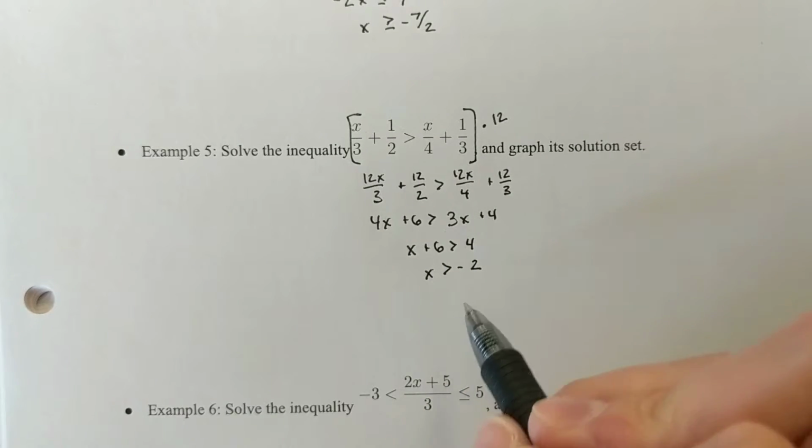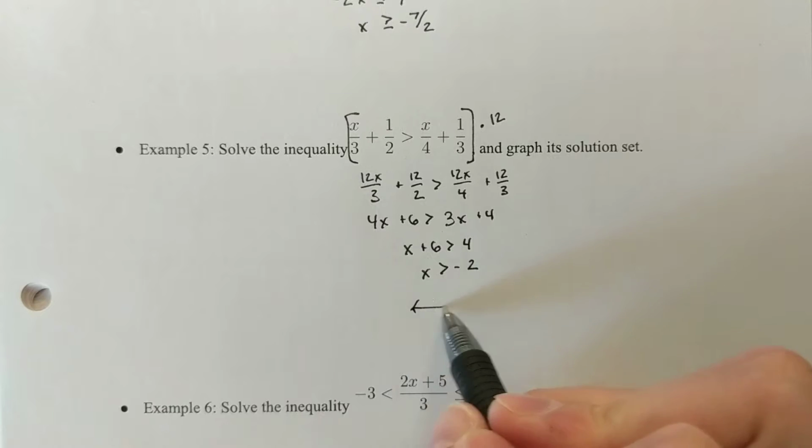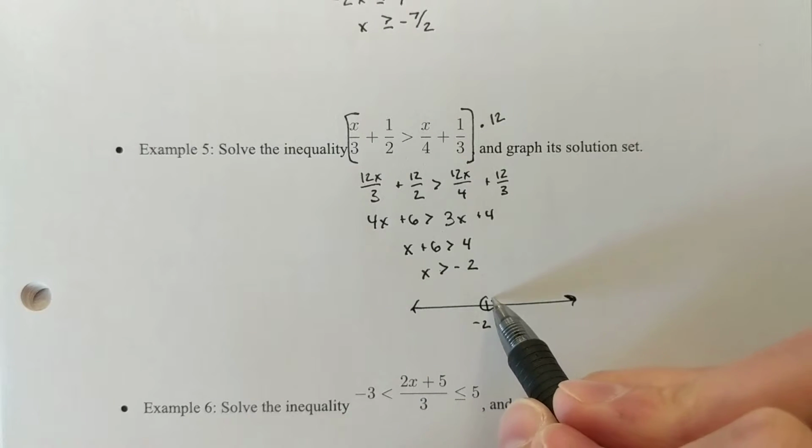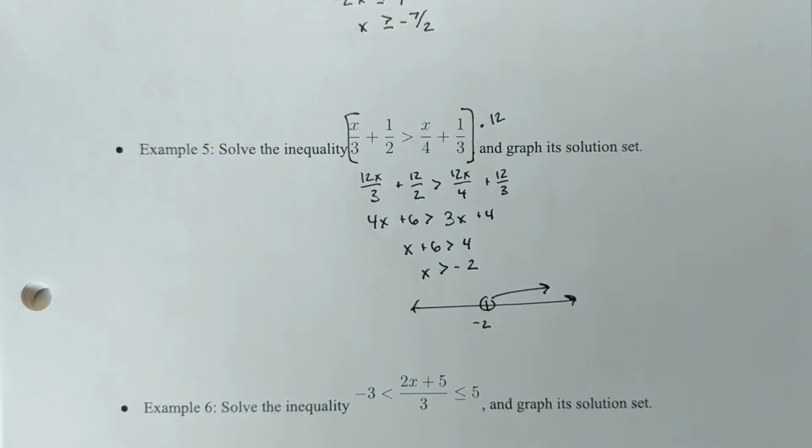Now it says, and graph the solution set. So that just means on a number line, so open circle, because no equal to bar, and greater than means it's going to go that way.